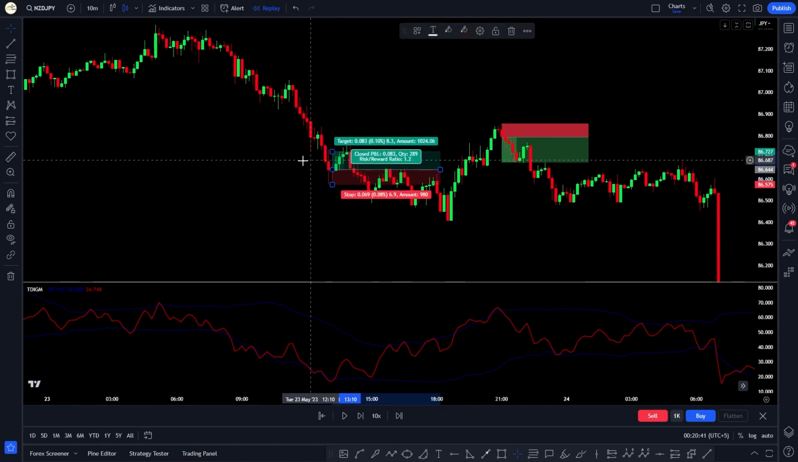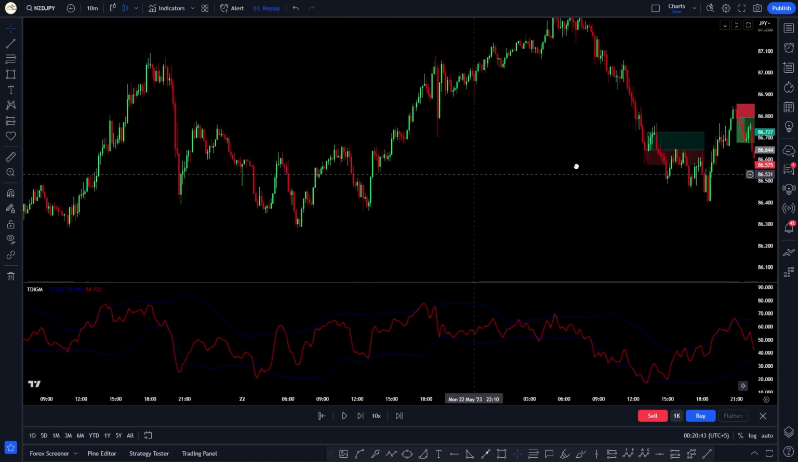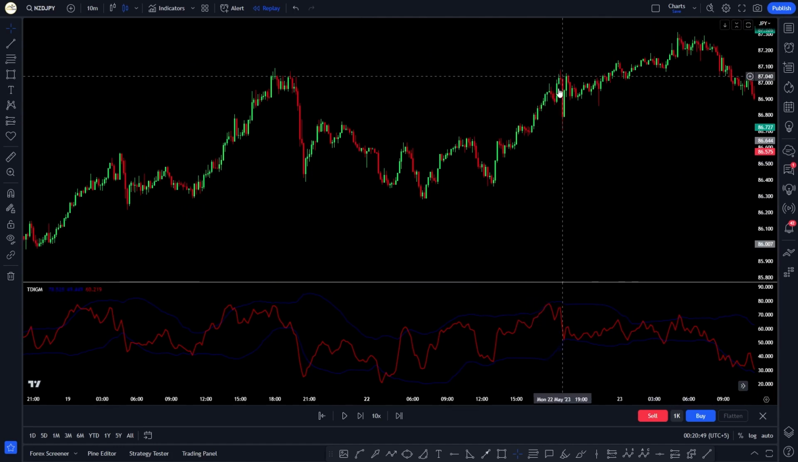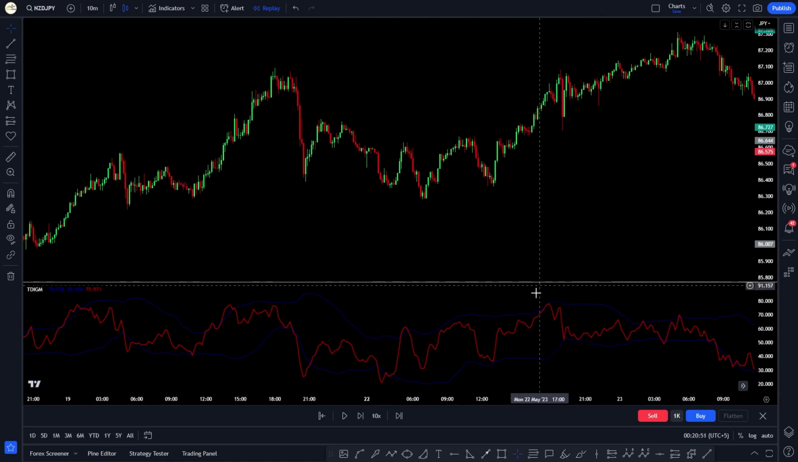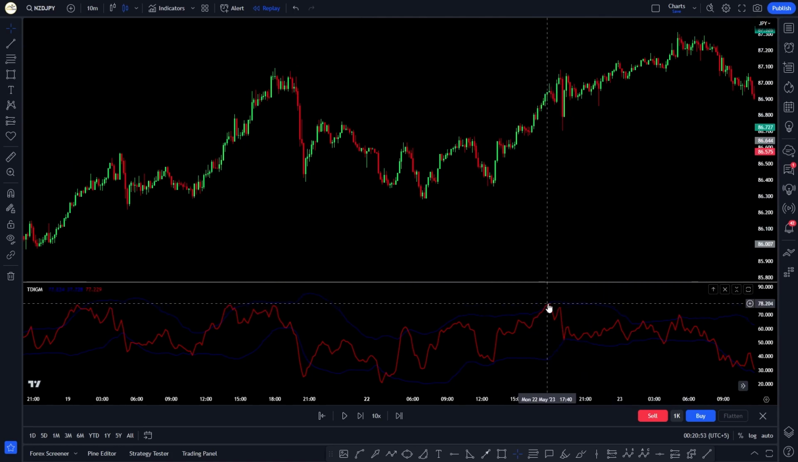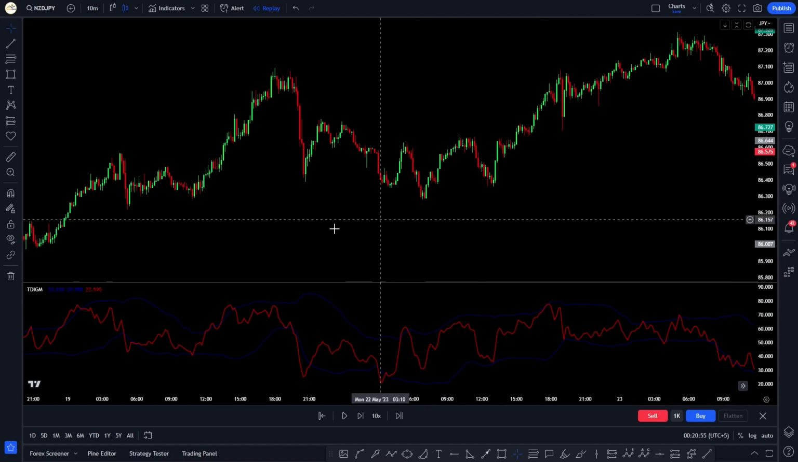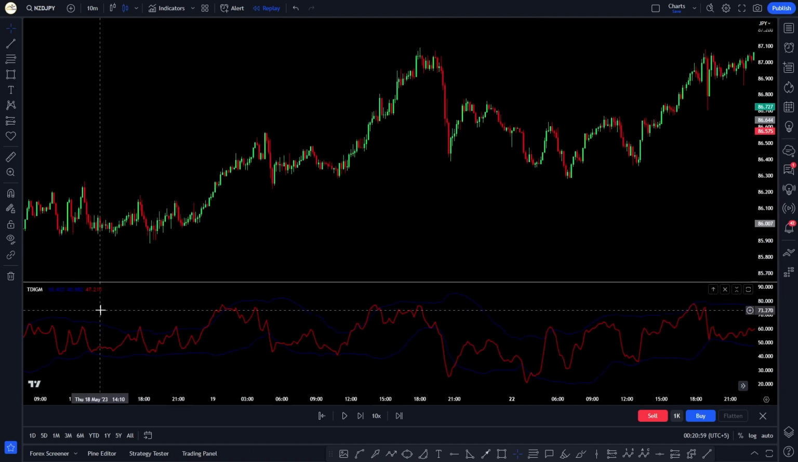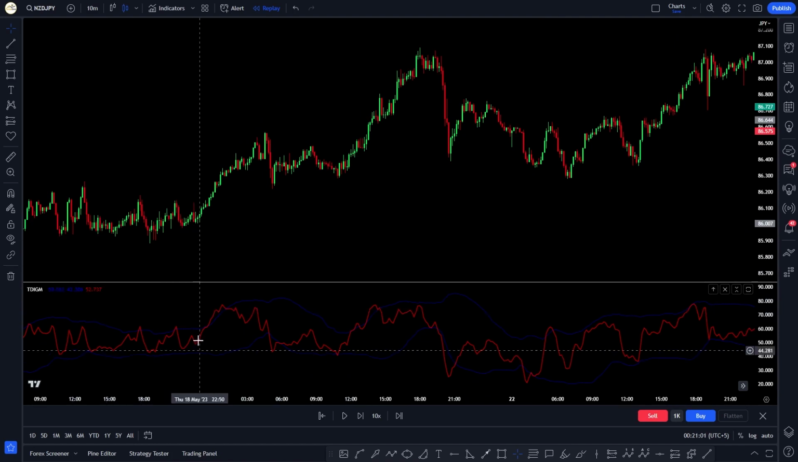But the problem with these strategies is that there are a lot of false signals as well. For example, if we look here, we can see that this is a false signal because the market just goes downward after this fast MA crosses above this upper Bollinger Band. So now let me just show you how we can filter out these false signals and how we can improve this strategy.